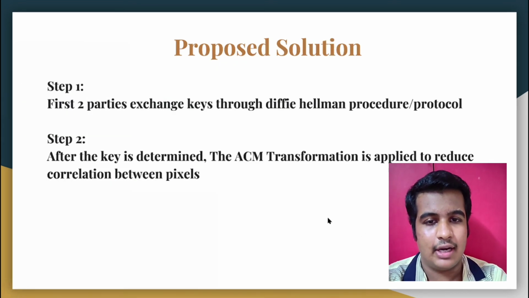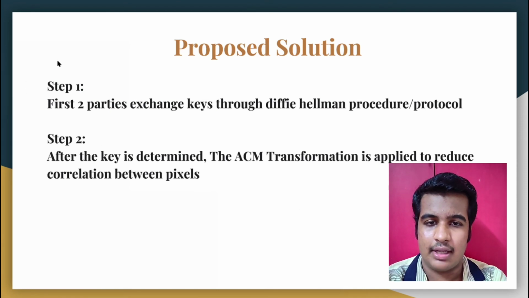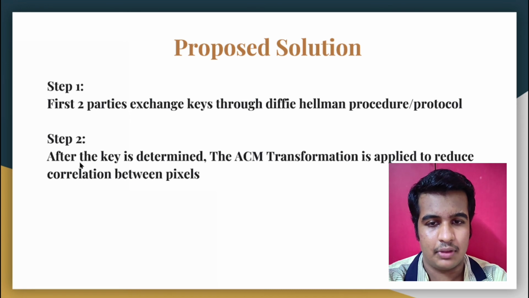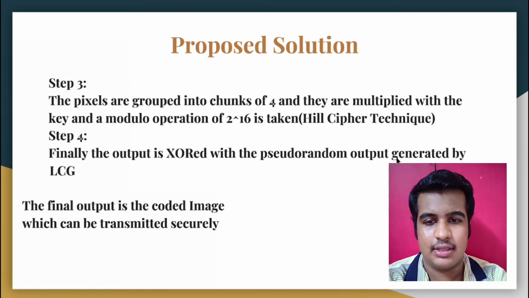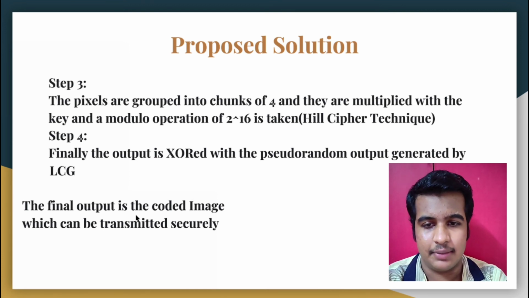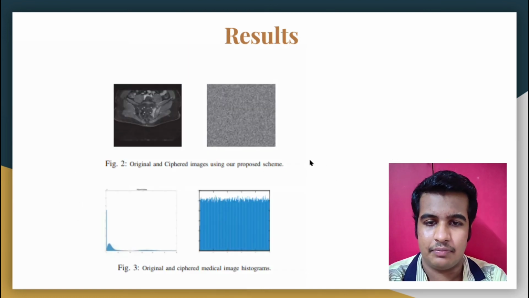Now finally we get to the proposed approach. Step 1 is that both parties determine keys using the Diffie-Hellman protocol. Next, the sender applies the ACM transformation to reduce correlation between pixels. Then Hill cipher is applied to the intermediate output. Finally, the cipher image is XORed with the pseudo-random output generated by LCG. The output is a strongly encrypted image which cannot be broken very easily.